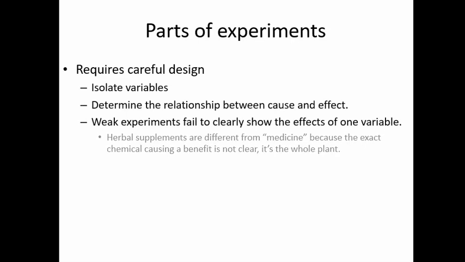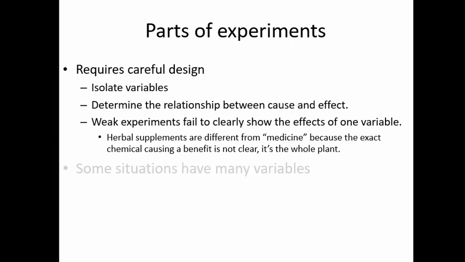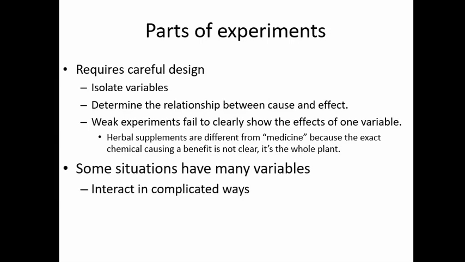For example, herbal supplements are different from the kind of medicine that needs prescriptions because the exact chemical involved in an herbal supplement is not clear. When you get an herbal supplement, you get the whole plant. When you get a medicine like aspirin, there is a specific chemical that has been tested to show a specific result. Some situations have many variables, things like human intelligence. Many things in the world act in complicated ways. That can make experimentation difficult.